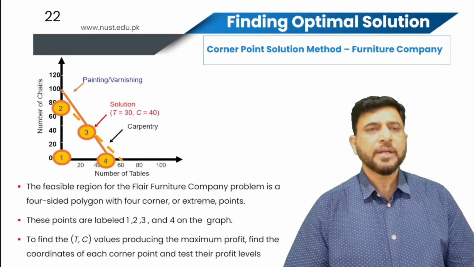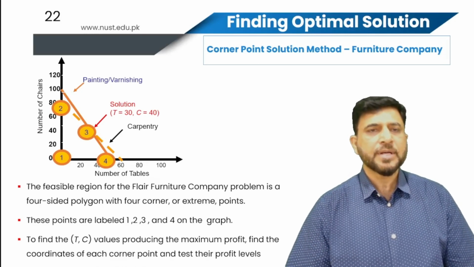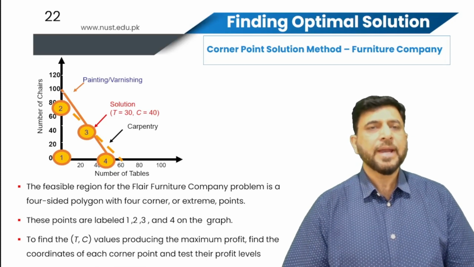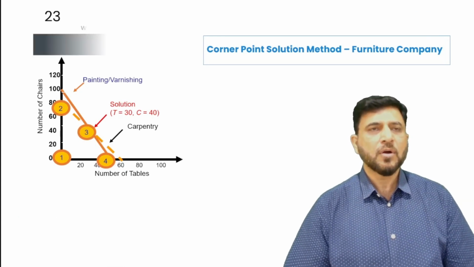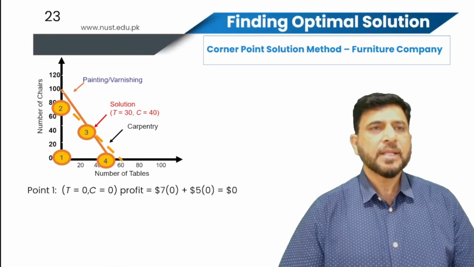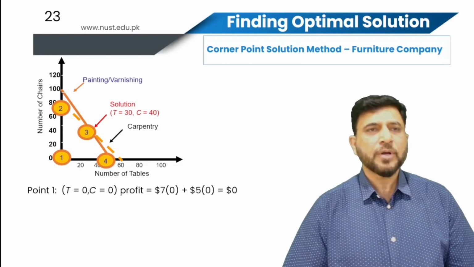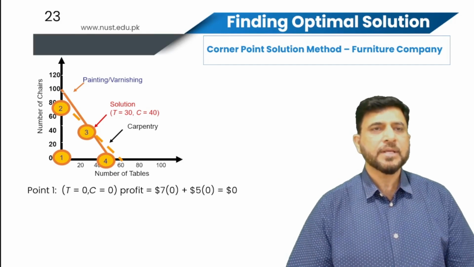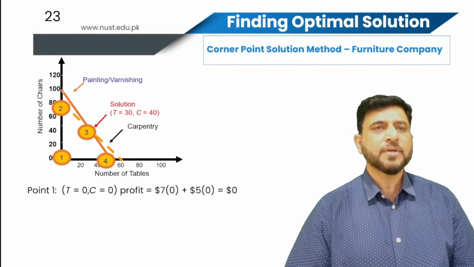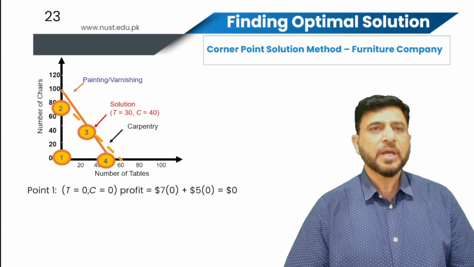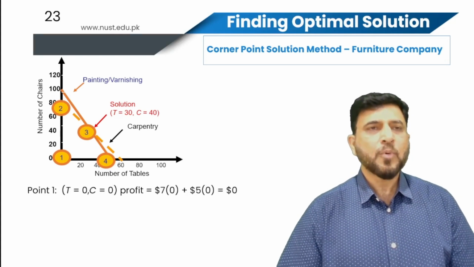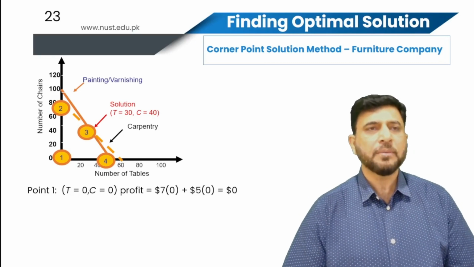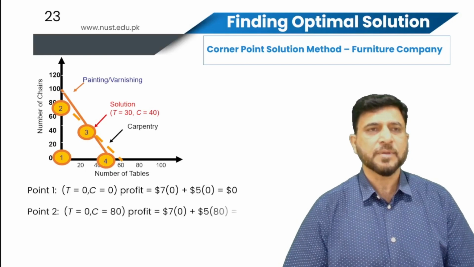To find the T and C values, meaning the coordinates producing the maximum profit, find the coordinates of each corner point and test their profit levels. We have done it like this: for point 1 we have coordinate (0, 0) at the origin. So the profit, with 7T plus 5C, which was our objective function, is $0. So at the origin we have 0 profit, so it cannot be taken as the maximum.